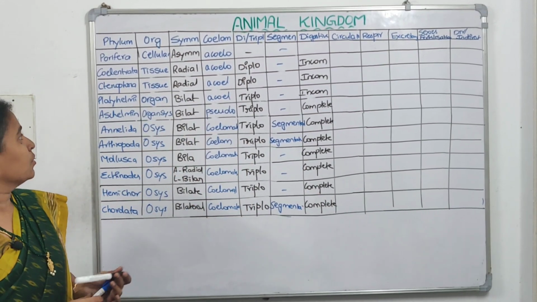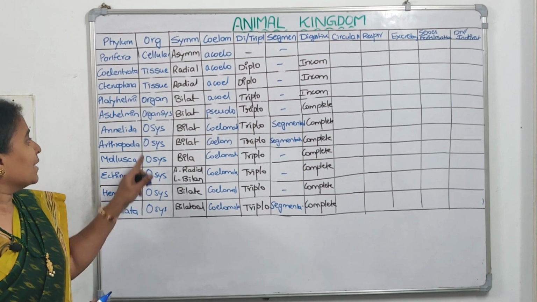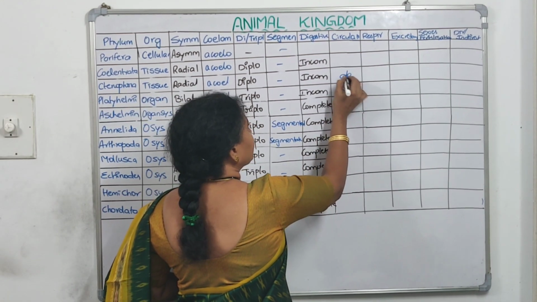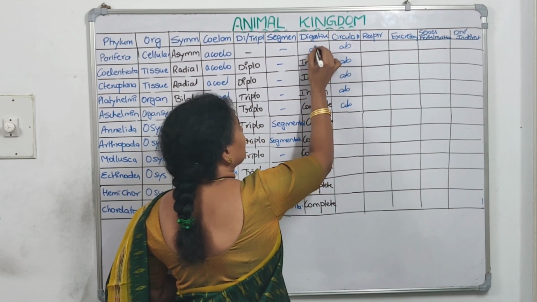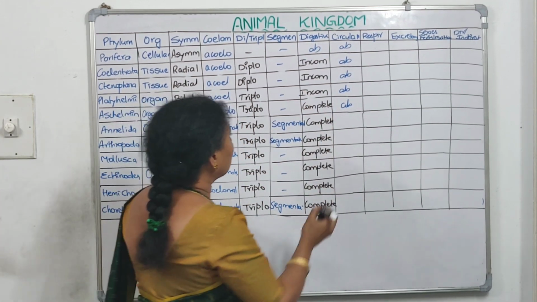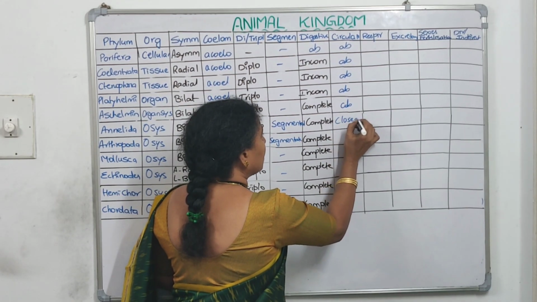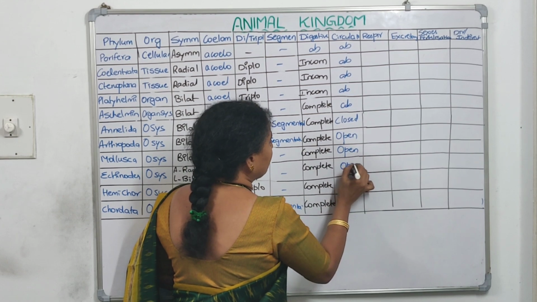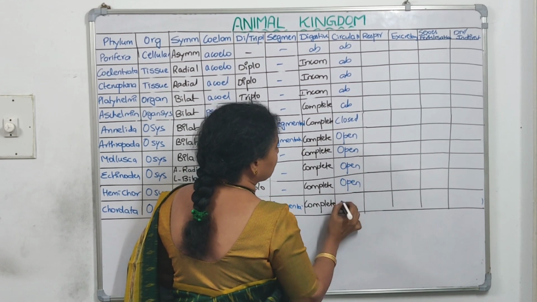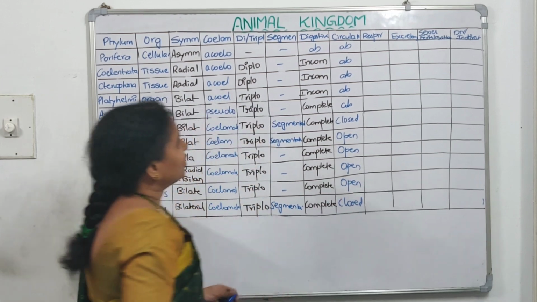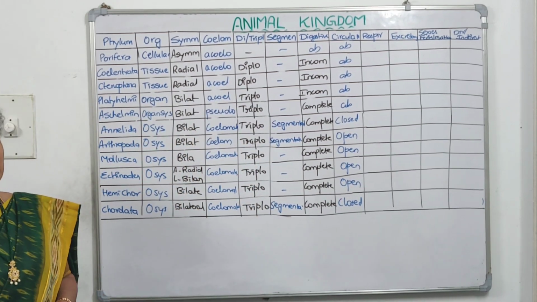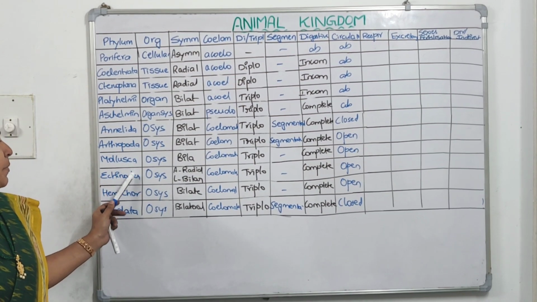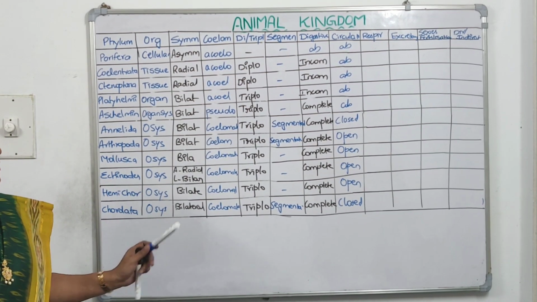Coming to circulatory system. Like it started from Annelida. Till here we will write absent. So in the first five phyla it is absent. Annelida, first time closed circulatory system came. Then Arthropoda it is open, Mollusca open, Echinodermata open, Hemichordata open, and Chordata it is closed again.